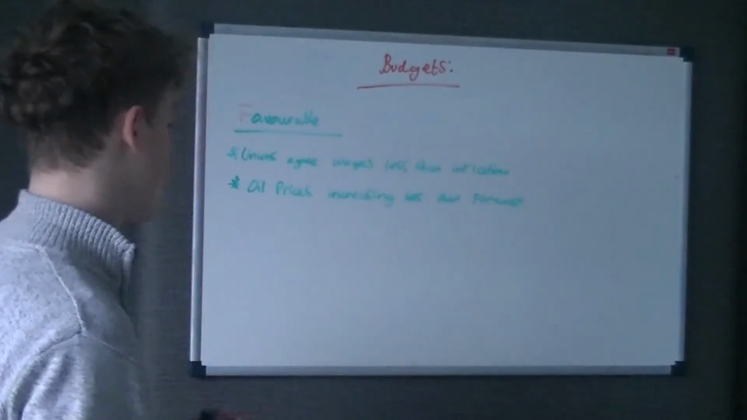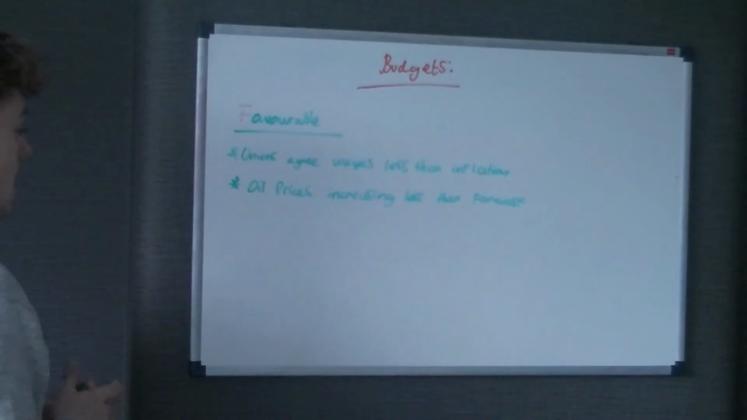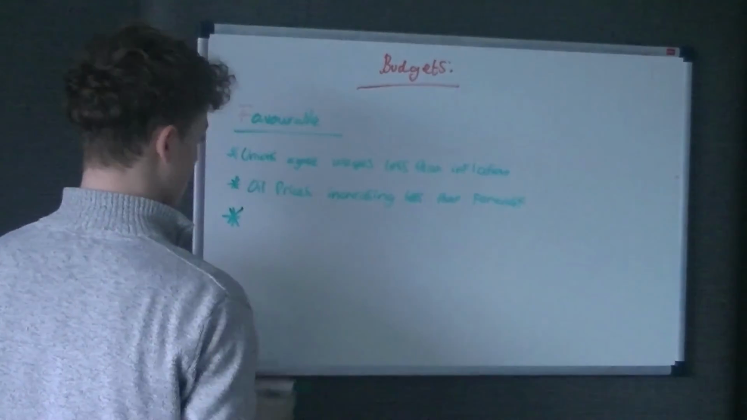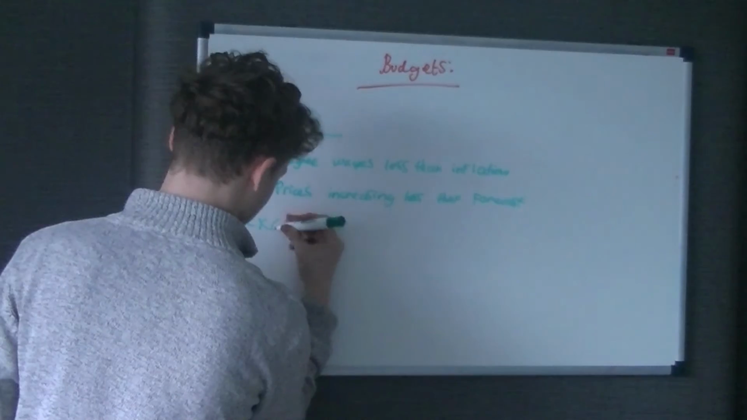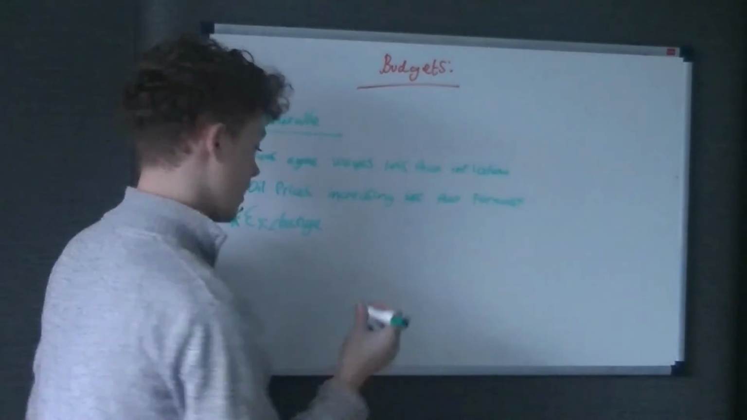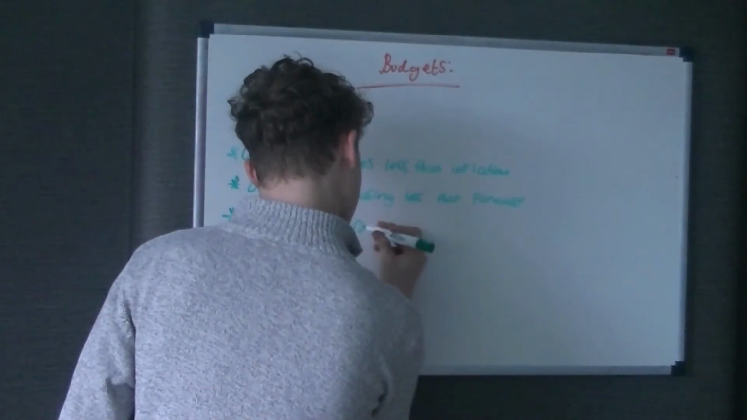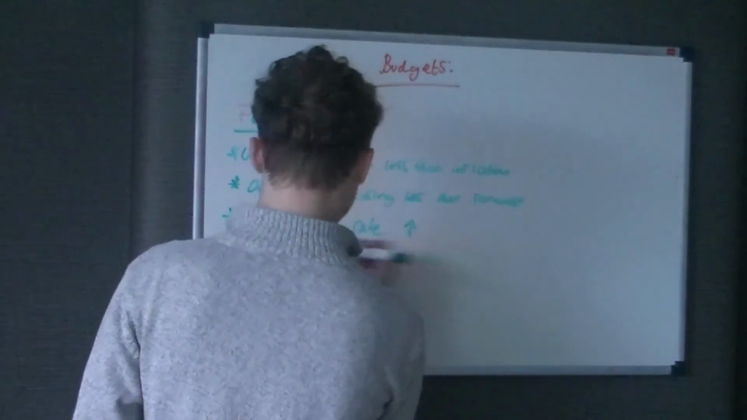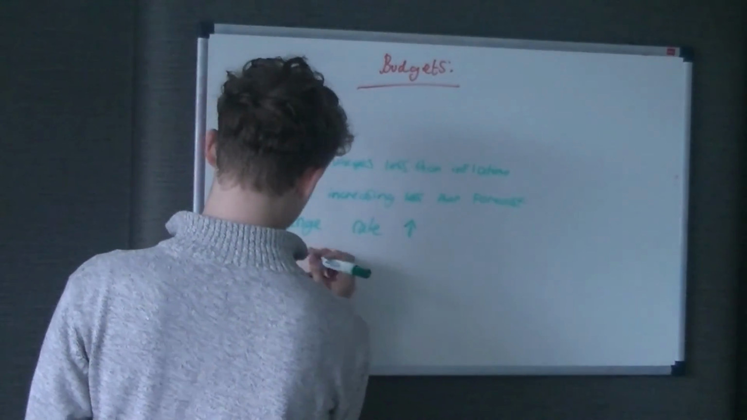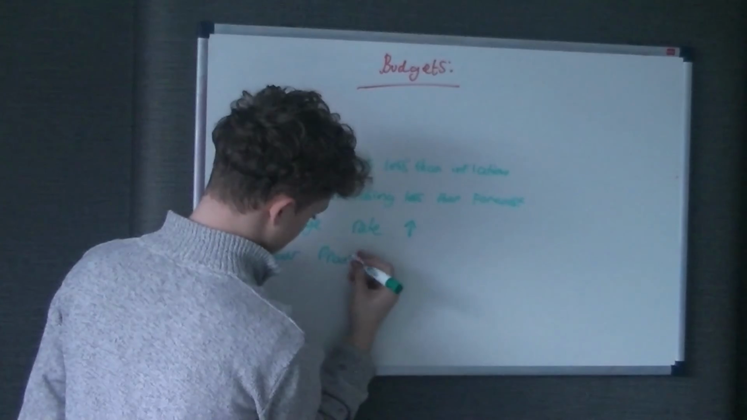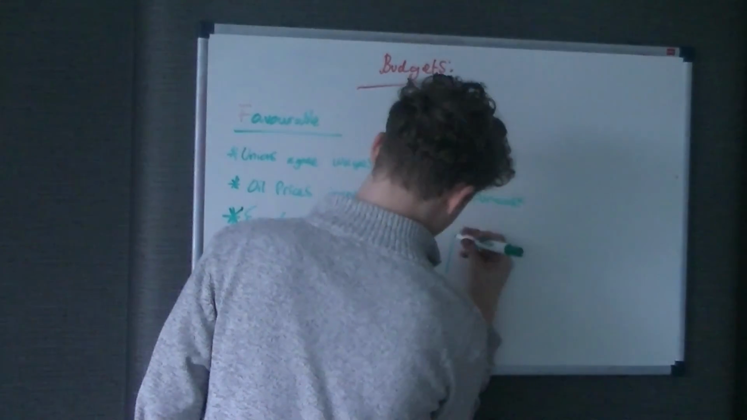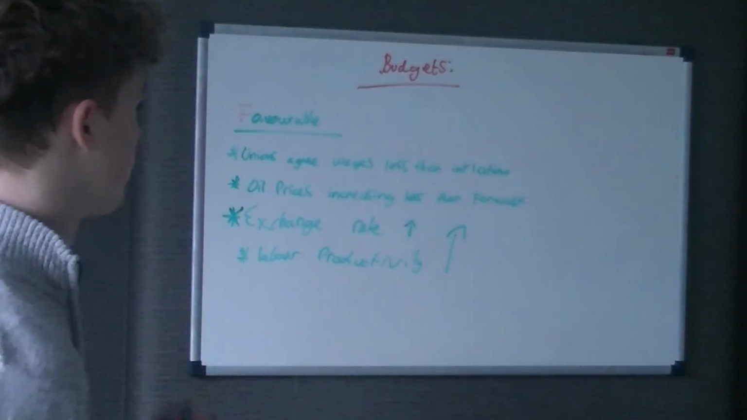So oil prices increasing less than forecast is one. Another one could be exchange rate increasing. I'll just nick through these so I can upload the next part. Exchange rate increasing, and labour productivity also increasing. Hopefully you can see that.